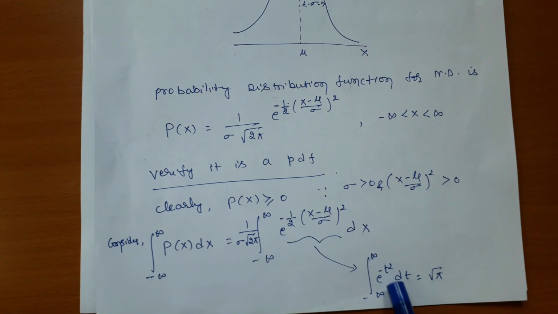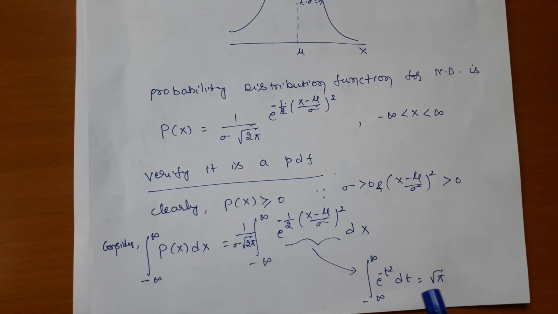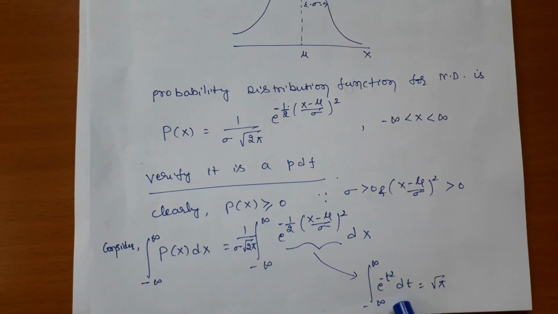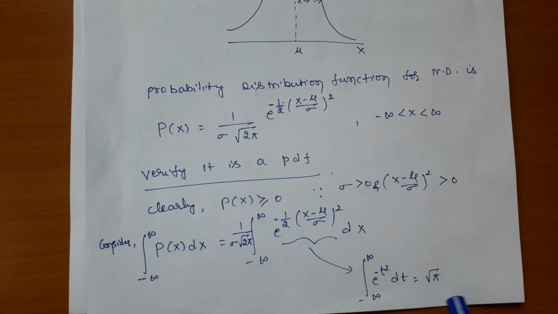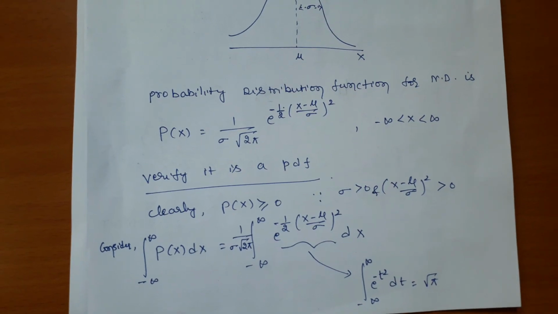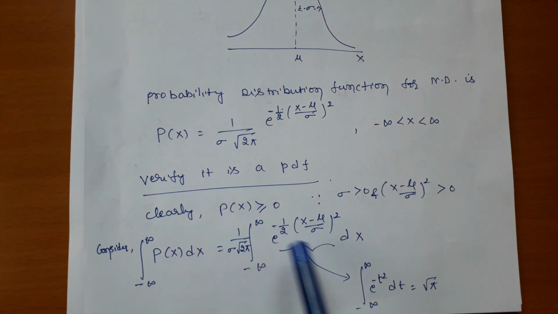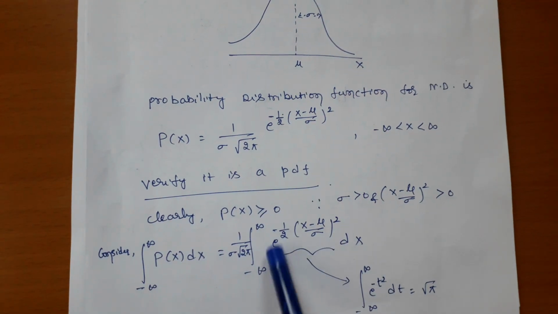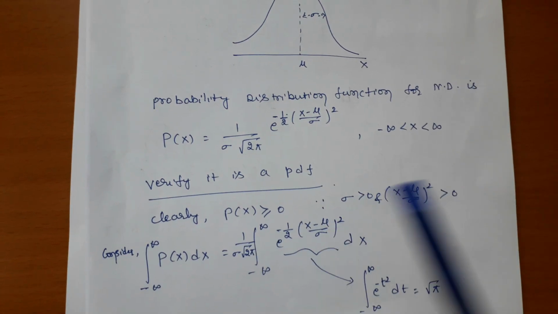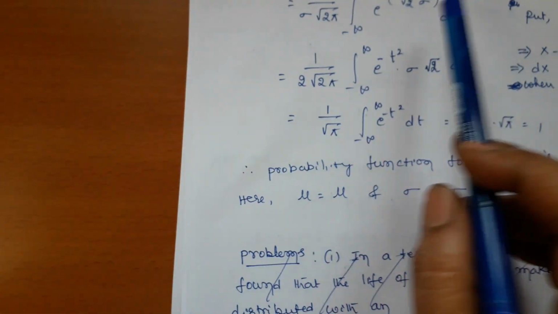What is the standard form written here? Minus infinity to plus infinity e power of minus t square dt. Why do I have to convert to this standard form? Because you know this value is root pi, since you already used it while solving a problem in the Fourier transform. Therefore, try to convert this into that form, because you can't integrate it as x is not a linear power. If I had a linear power, you would know how to integrate that. I want to convert it into the form of e power of minus t square.